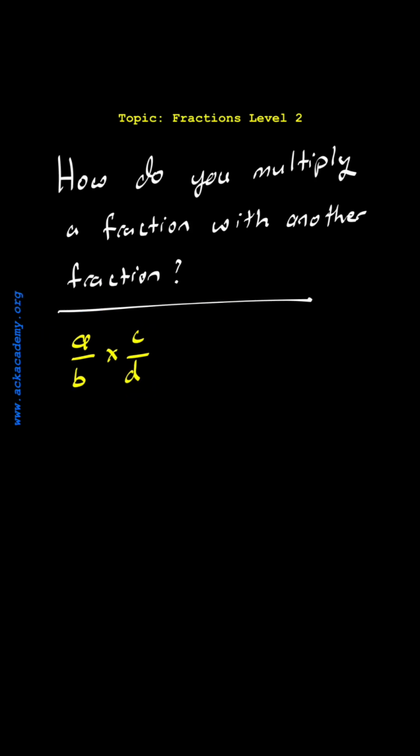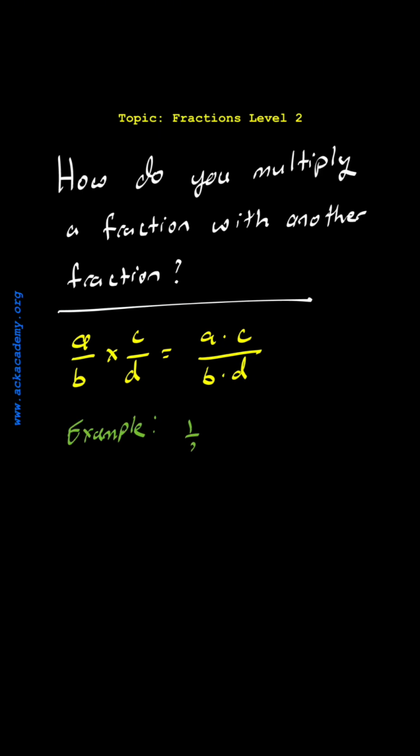Now, back to the question of how do you multiply these? It's very simple. You just go like that. So it's A times C, and B times D. So now you can just write this as A times C over B times D. All right. That's it.